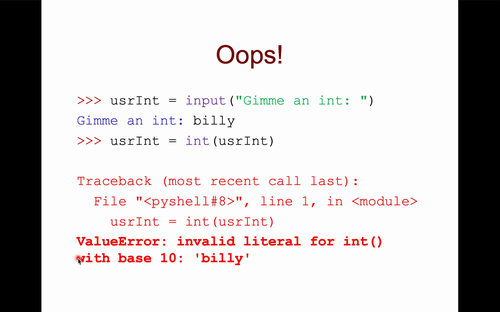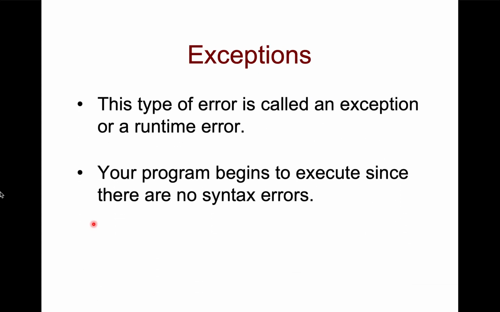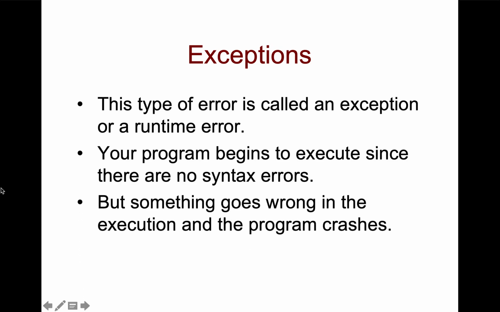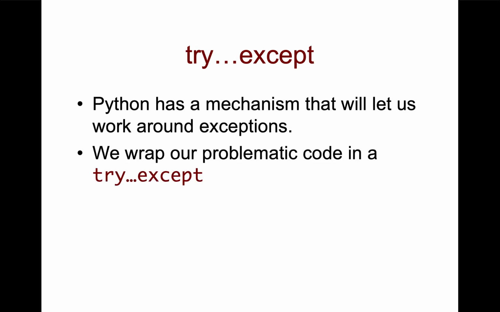And what happens is we get a value error down here. Python is telling us that we have an invalid literal for the int function. The literal is the string Billy, B-I-L-L-Y. And of course, that can't be converted to an int. And as a result, we get a value error. And our program crashes and stops executing. So this type of error is called an exception or runtime error. Your program begins to execute since there are no syntax errors, but something goes wrong in the execution and the program crashes. In this example, we tried to convert the string Billy into an int.